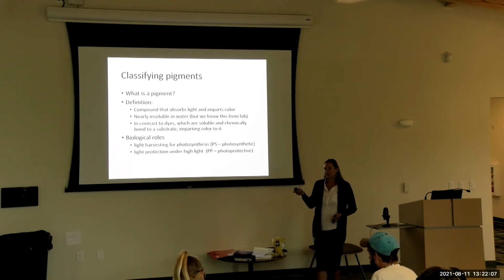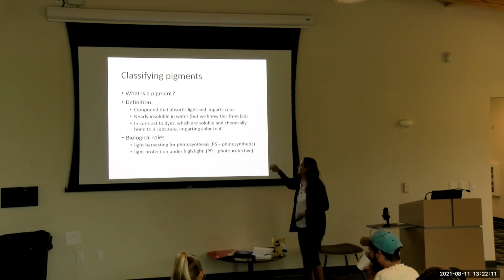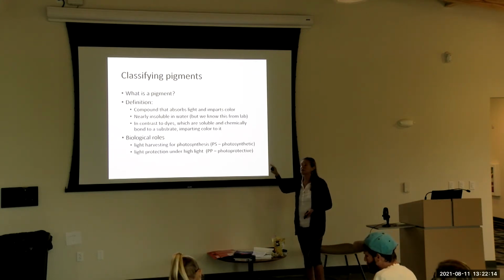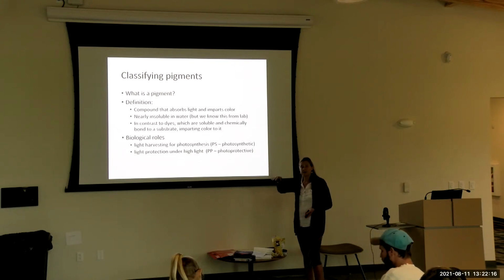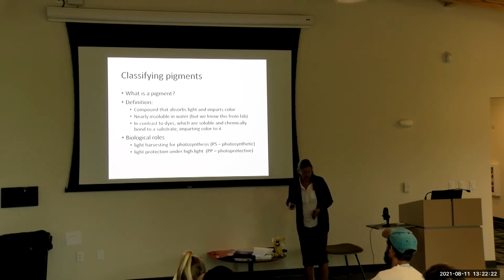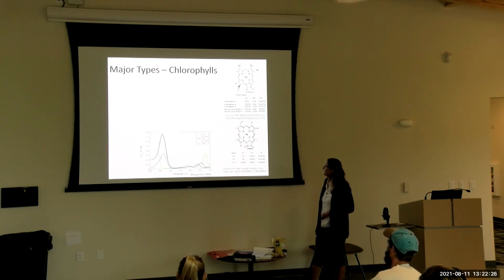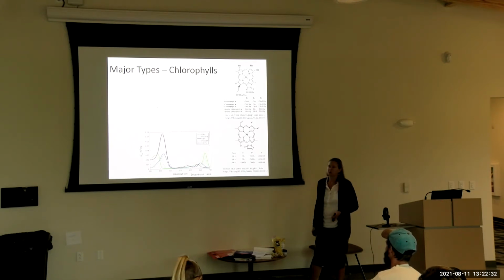Biologically, we think about pigments as they relate to phytoplankton pigments. And we can separate them into those that absorb light for photosynthesis and those that absorb light to protect phytoplankton from light, from too much light. So photoprotective and photosynthetic. Okay. So I've divided this into 3 different major types of pigments, and the first one are the chlorophylls.